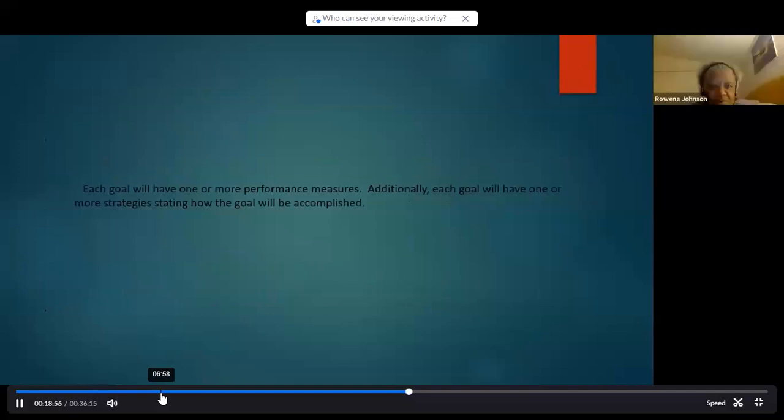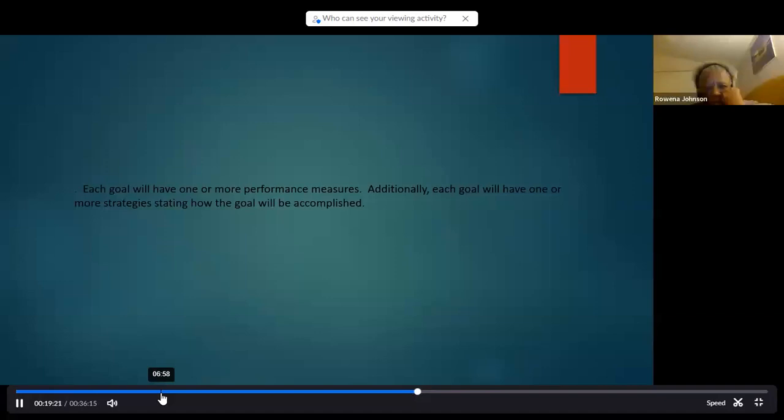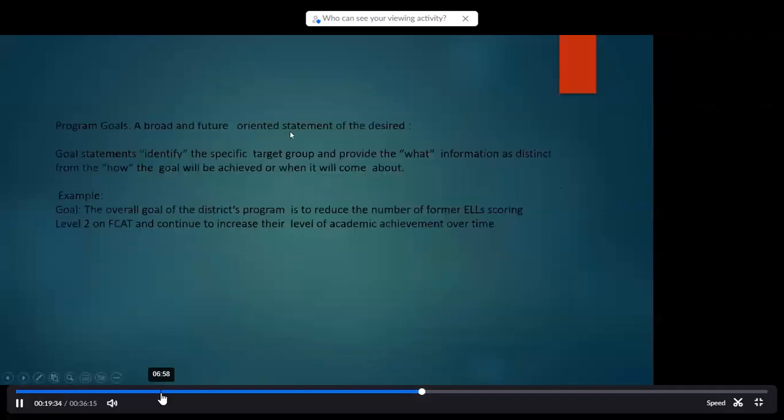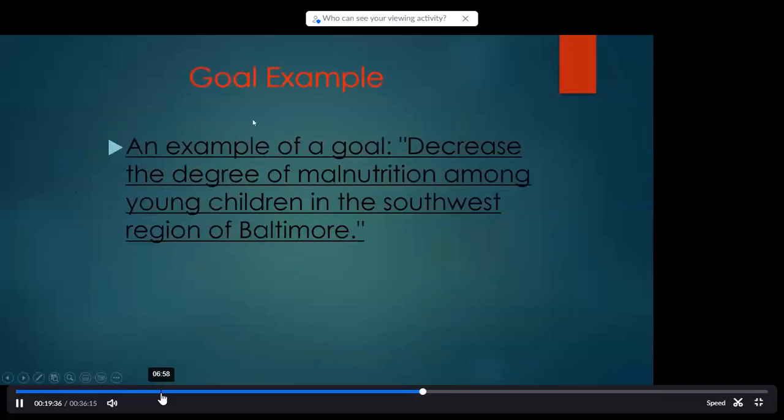Another example of a goal. Each goal will have one or more performance measures. Additionally, each goal will have one or more strategies stating how the goal will be accomplished. Okay. Now, when we get into lessons 4 and 5, we're going to talk about how we use performance measures and how we create them in order to show that what we're doing is what we need to do. Tonight, we're going to talk about what a strategy is. So we're going to begin with the strategy on how to accomplish things. Okay, let's move on. Here is an example of a goal.